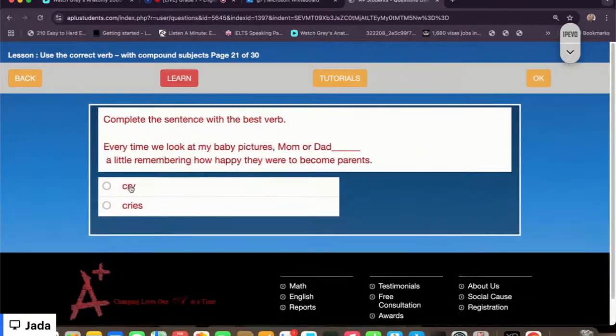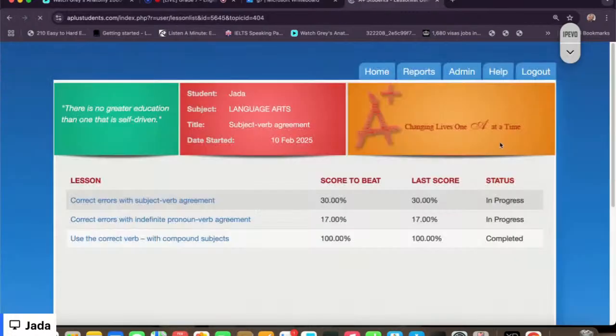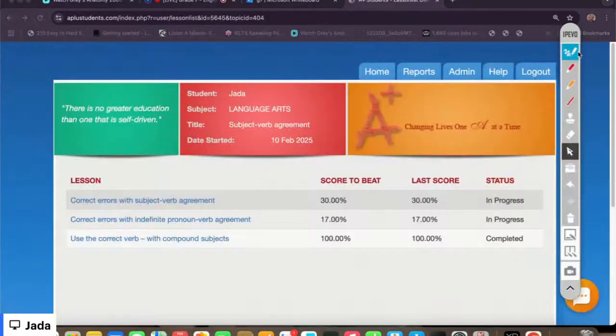So yeah, that's it for this lesson, the subject verb agreement. You have to make sure that you finish up all the lessons if you haven't done that. And then if you need more help, you can click on this chat button here. We have tutors available to help you in case you need more help after the class.